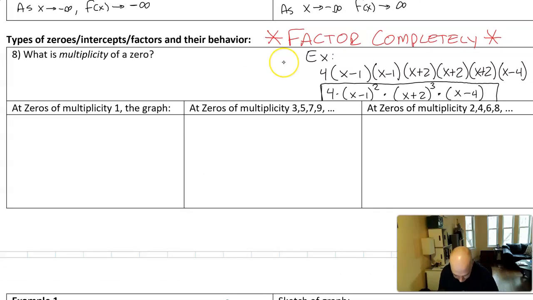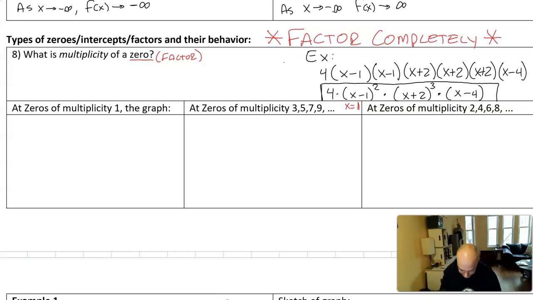By the way, I'm going to use the word 0 and factor interchangeably here because I recognize that if I have a factor of x minus 1, that means I have a 0 at x equals 1. Those are the same idea. So zeros and factors are really the same thing. I think that's called the factor theorem. We've talked about it before.